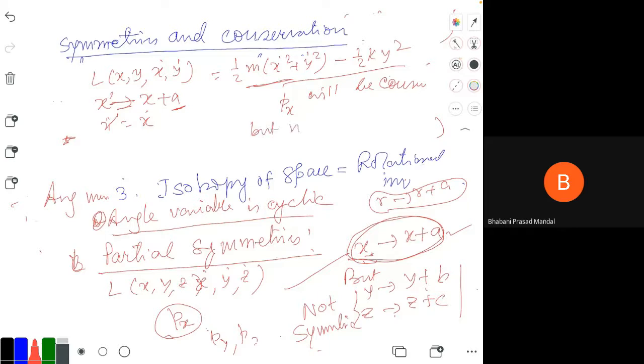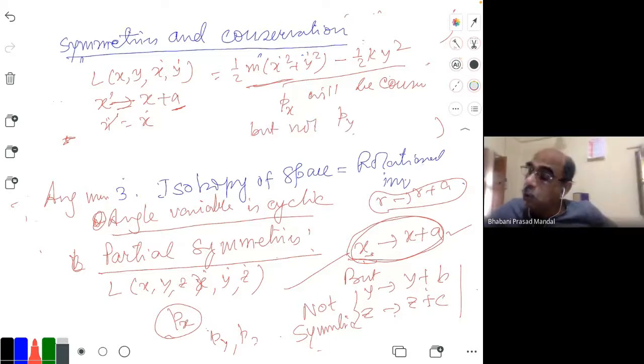But not py, because y is there. If I change y prime equal to y plus a or b, then it will change, and it is not invariant under this translation of the y coordinate. So py will not be conserved, because there is a force in the y direction. You can understand this is the harmonic oscillator force, with the corresponding potential energy. But there are no x dependent terms, so there is no x component of force. That is why momentum is conserved. All these are familiar knowledge.